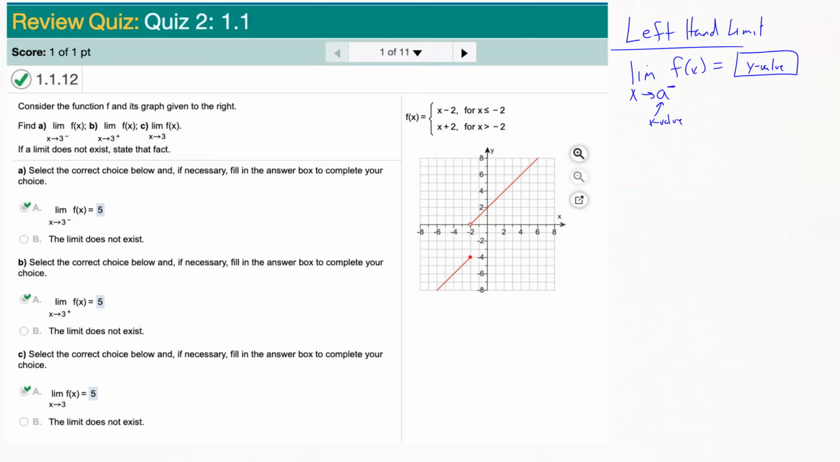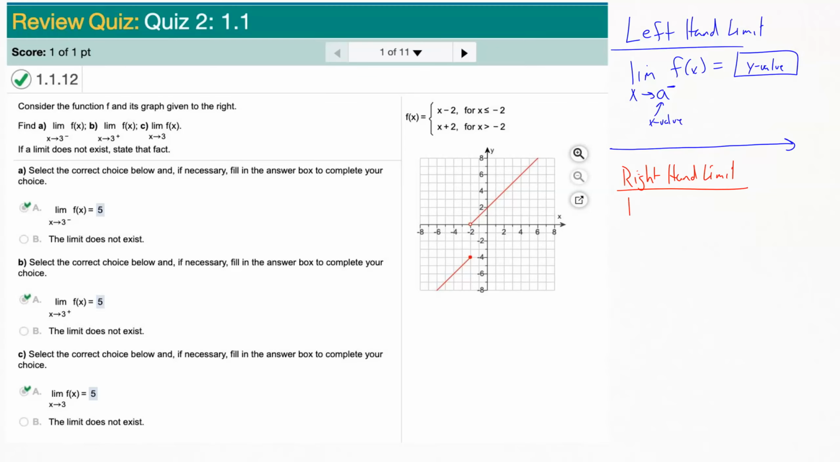That's your answer. And the negative sign from the left means coming from the left direction. So moving in that direction there. That's what they mean by a left-hand limit. The second type of limit that they have is a right-hand limit.